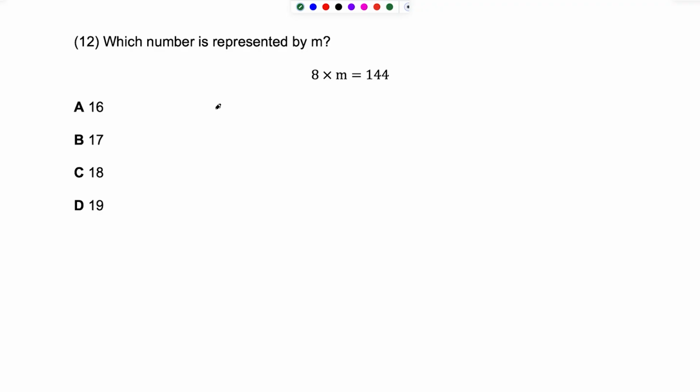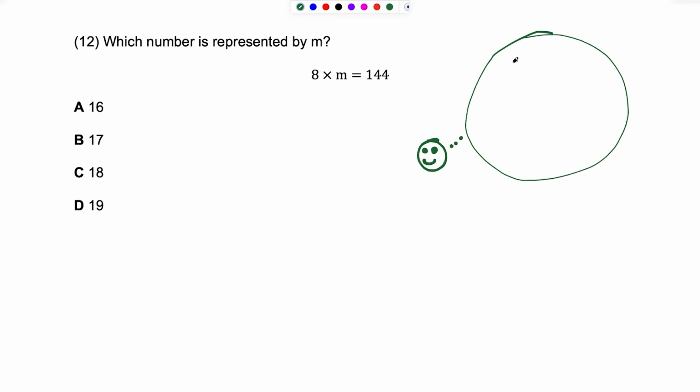Question 12, which number is represented by M? We have 8 times M equals 144. For a question like this, it helps to know the relationship between multiplication and division. Multiplication and division are opposites.